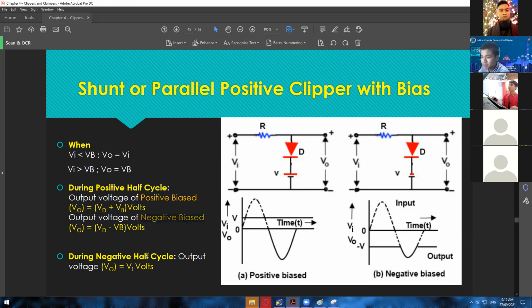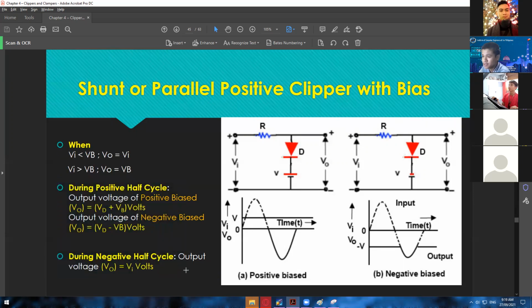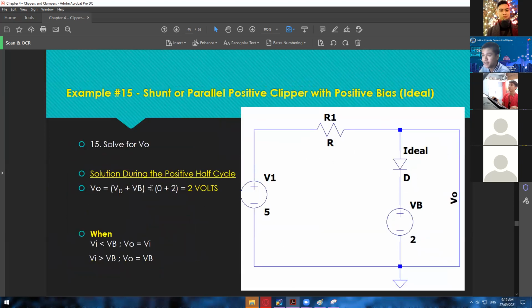And then during the negative half cycle, we have here a reading of voltage input. So whatever is our VI is equal to our VO during the negative half cycle. Okay. So anyway, again, don't heavily rely on these circumstances or these formulas right here. Just apply KVL, just apply Ohm's law, whatever you guys have learned in Circuits 1, that's already enough. So let's have this example.